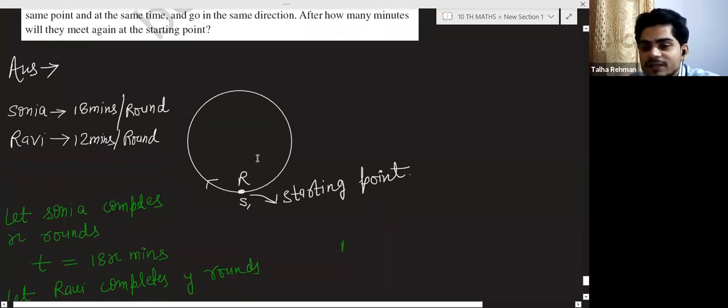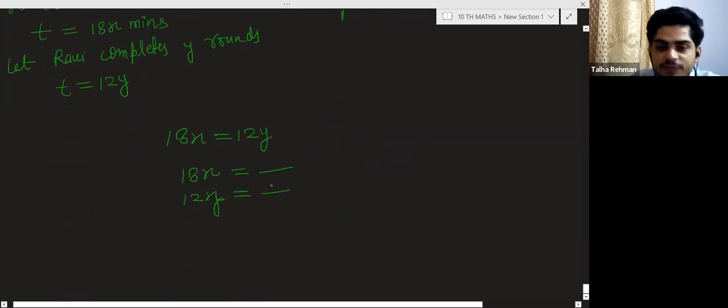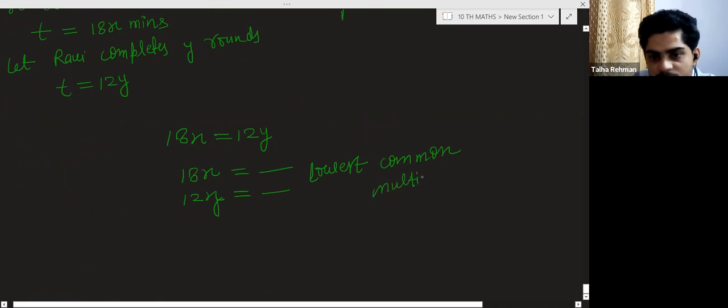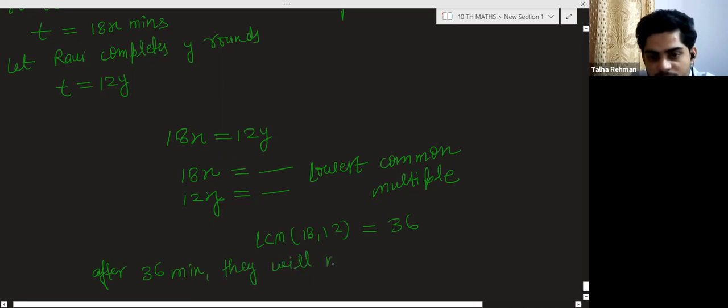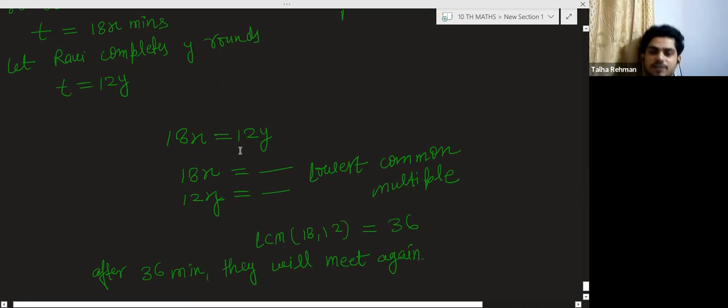when they will meet the second time, we have to take the lowest common multiple. That's why we will take the LCM of 18 and 12 and we will get the answer 36. So you can say after 36 minutes they will meet again. That's why we are taking the LCM.